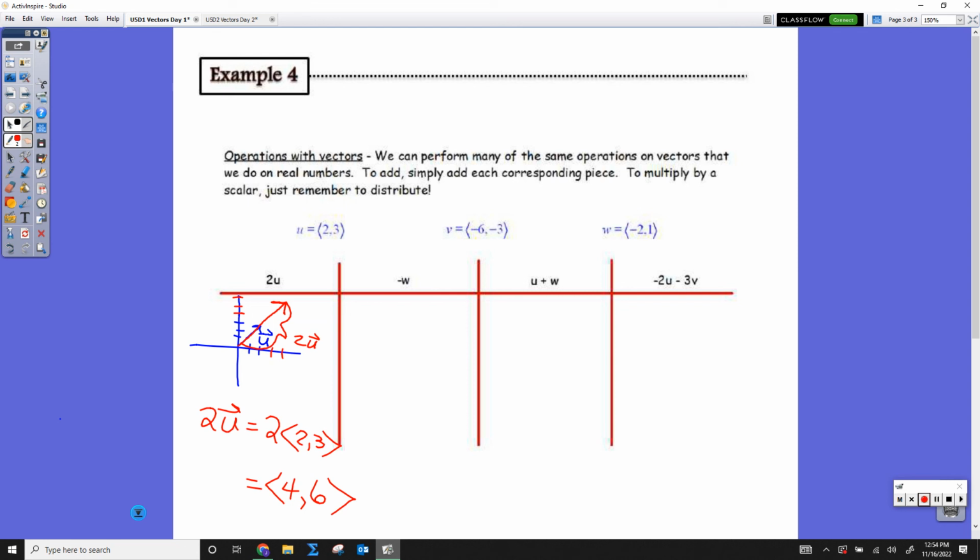All right, negative W. I want to go the opposite this time. What do you think negative W's vector is going to be? 2, -1, I agree. 2, -1. So let's see what that looks like when we graph it. Let's graph W first. -2, 1. There's W. I put the point that time. Usually I don't put the point. I got it. -2, 1.